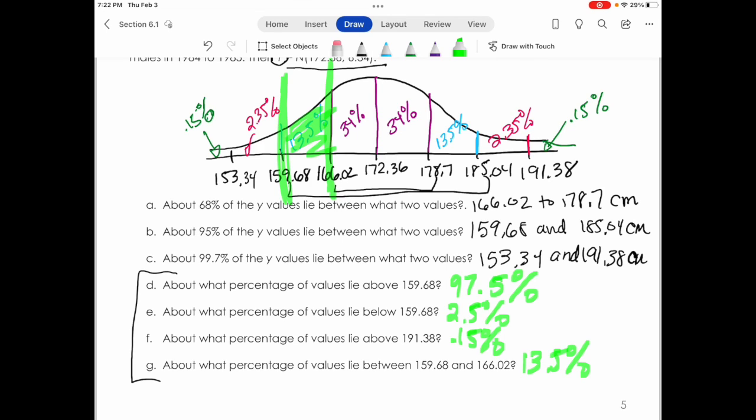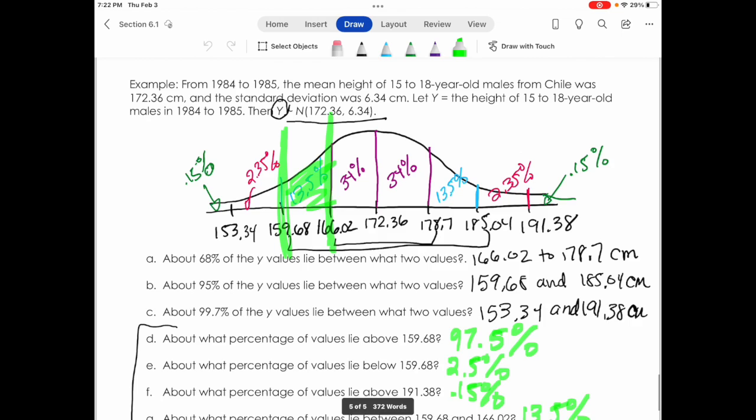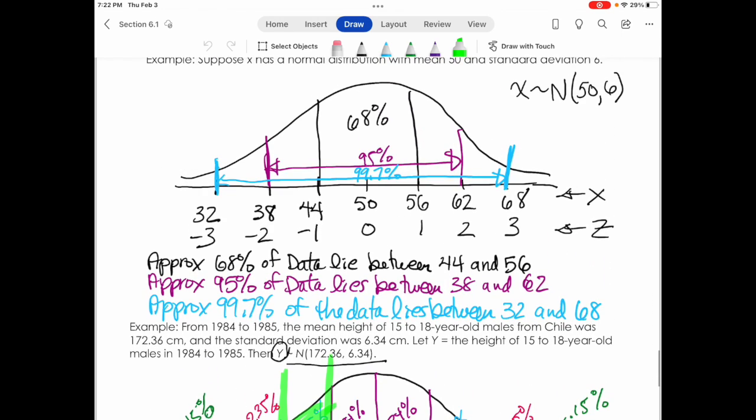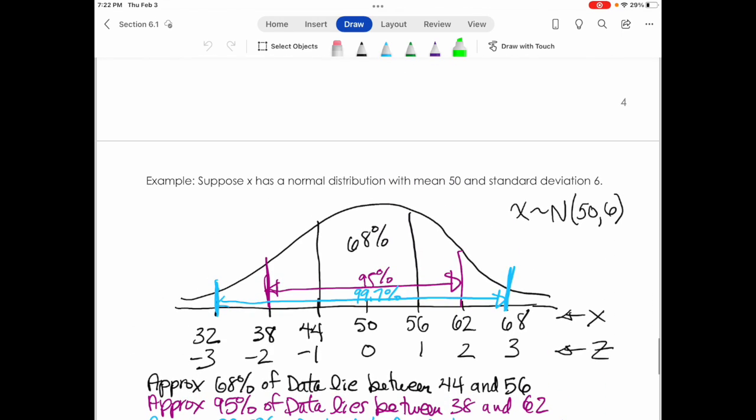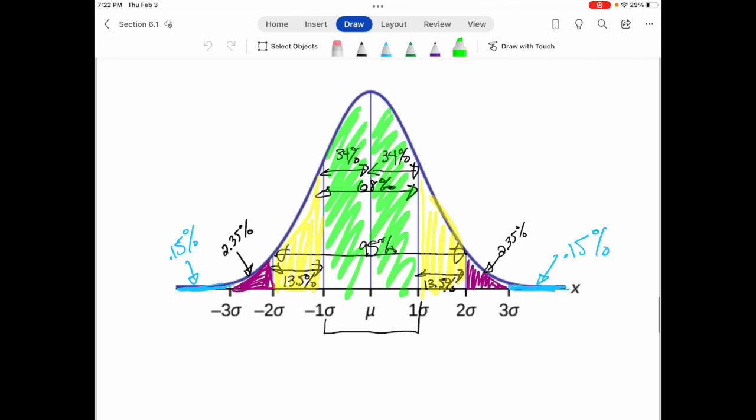So this graph that we just made together with all the sections built in of all the percentages, it's really important that you keep that handy. Now, I wrote in our specific values that go along with this example. However, if you look up here, we have a general form of that graph right here, where it just shows you based on the standard deviations. So I would definitely keep that handy when you're working on these questions.